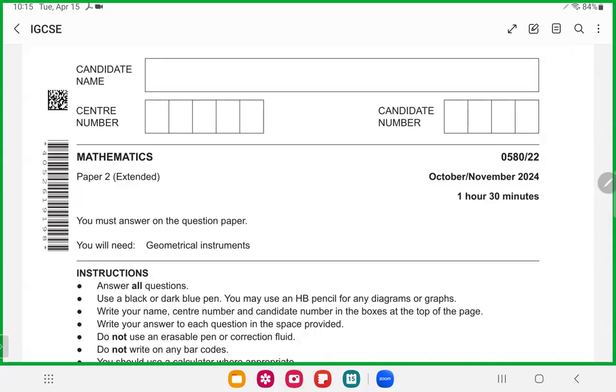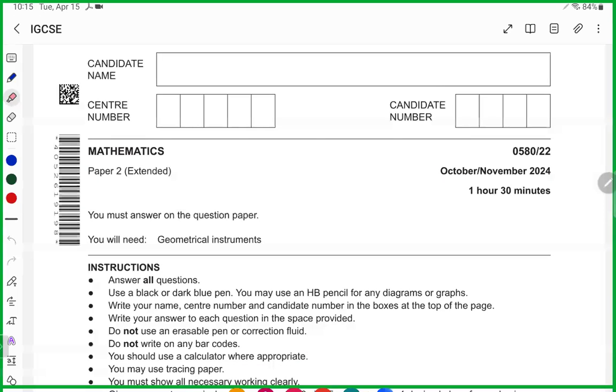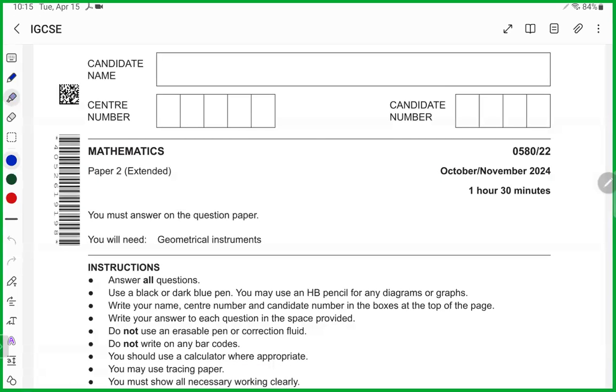Hello, students. Today we are going to start the October 2024 paper. We'll be solving this paper today, 2024 October November. Since this was the last paper with a calculator, we're going to solve those questions which are basically calculator based. So let's start.